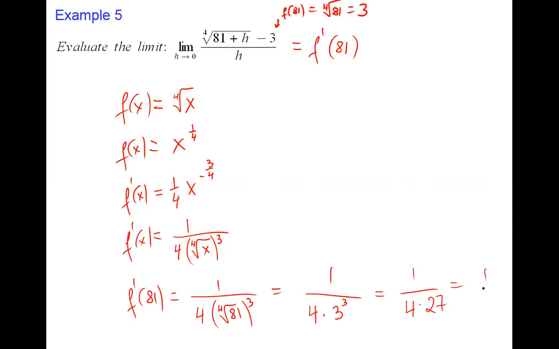Oh, and now 4 times 27. 80 plus 28, 108, yes, thank you. Good, yes, good mental calculation. And this is, of course, my final answer, 1/108. Yeah, but we can see the whole process.